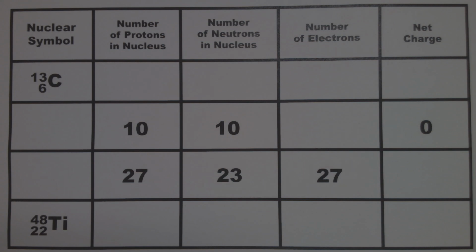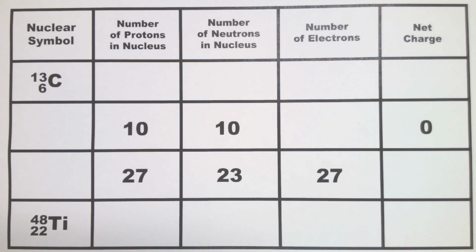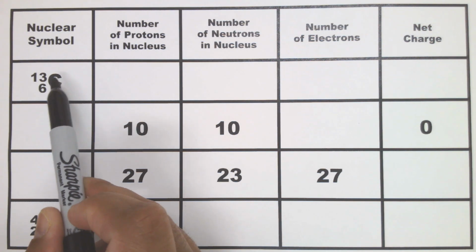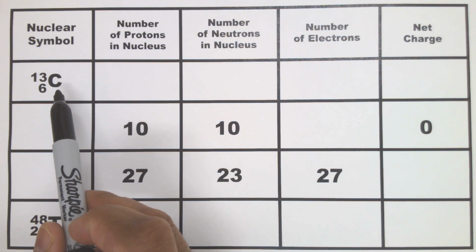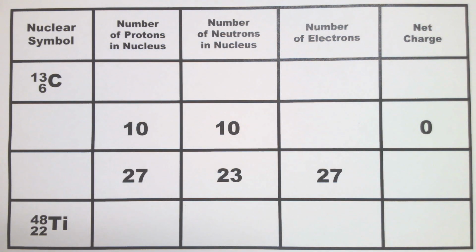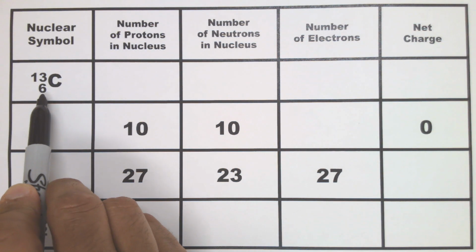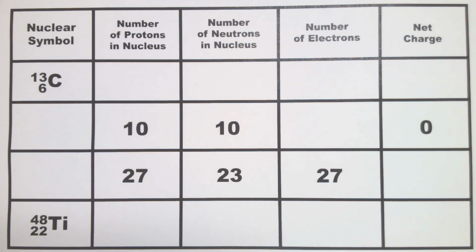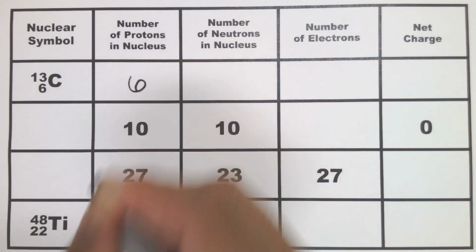Let's practice identifying isotopes and writing nuclear symbols by filling out this table. Tables like this are pretty common in a general chemistry course. In our first example, we start with the letter C. We start with the nuclear symbol, and we have to fill in the rest of the table. There's no order that you have to go in. For example, the number 6 here represents the atomic number. By definition, this is the number of protons in the nucleus, so we can put a 6 here.